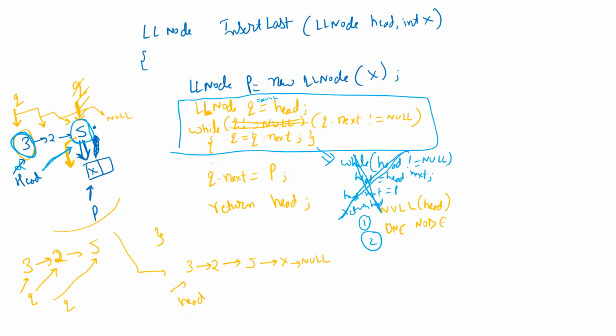So when you have something like this, then you come over here and you see while q dot next is not equal to null, right? So you see q is equal to null over here, and now this thing will be a null pointer exception.